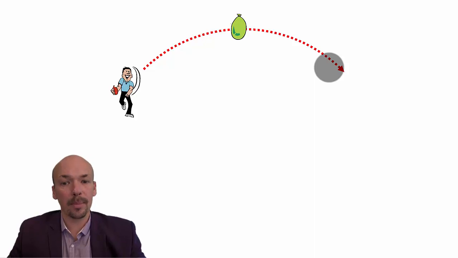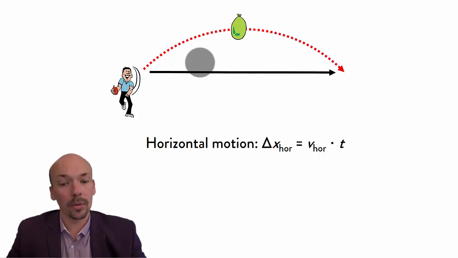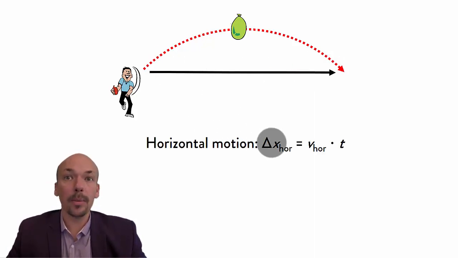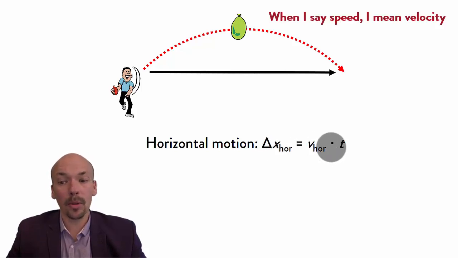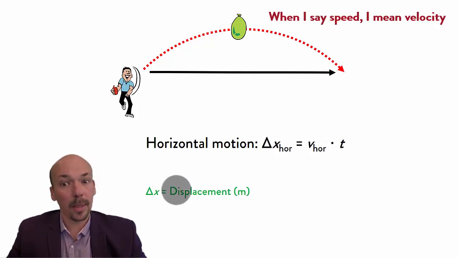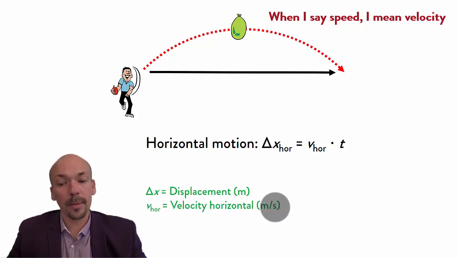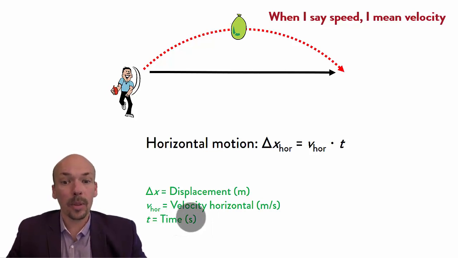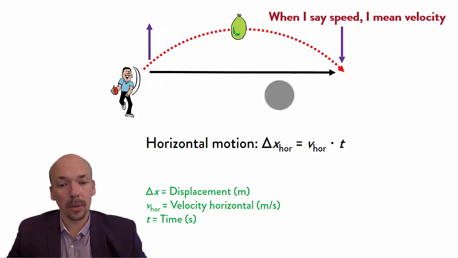So we have two kinds of displacements here. We first have the horizontal displacement, or the horizontal motion, which we can calculate with the horizontal speed multiplied by the time. So we have the displacement, which we can get by multiplying the horizontal velocity in meters per second with the time in seconds. Besides that, we also have a vertical motion because the water balloon is also going up and down. And for that we have a different equation, and that's this one.